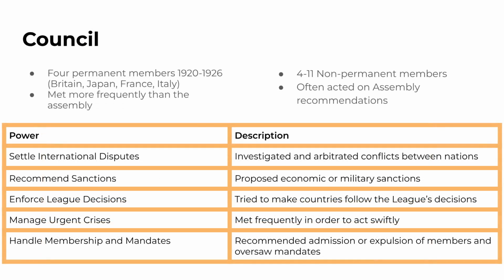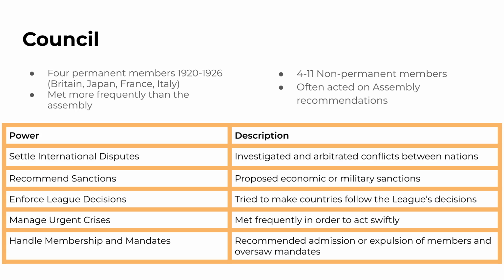The League of Nations Council played a central role in attempting to maintain international peace. It met more frequently than the Assembly, meeting 10 times in its first year. At its creation, the Council consisted of 4 permanent members: Britain, Japan, France, and Italy, reflecting the victors of World War I who had much to say in the League's creation. There were also non-permanent members elected for a 3-year period. Each member of the Council could veto decisions, hindering the Council from acting unless decisions were unanimous.